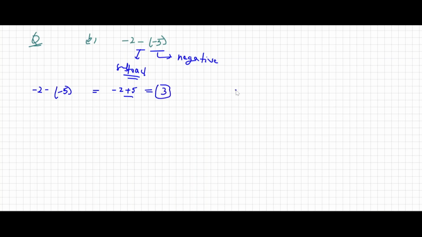On a number line, suppose we have 0, -1, -2, and next we have 1, 2, and 3. We are here at -2. When we say adding a positive number, it means we are moving toward the right side. So -2, -1, 0, it's two steps. 1, it's 3 steps. 2, it's 4 steps, and 3, it's 5 steps.